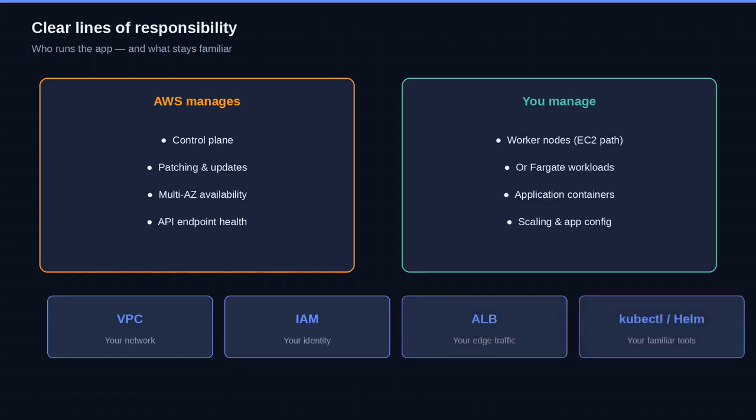Networking lands in your VPC. Identity ties into IAM, so cluster access follows the same permission culture as the rest of your AWS estate. When you need to expose HTTP services, application load balancers integrate instead of forcing a one-off edge. And because the distribution is upstream Kubernetes, the day you debug with kubectl get pods feels like any other cluster. Only the control plane's care and feeding is no longer your pager's problem. Familiar tools, shared responsibility, clear line, brain managed, workloads yours.